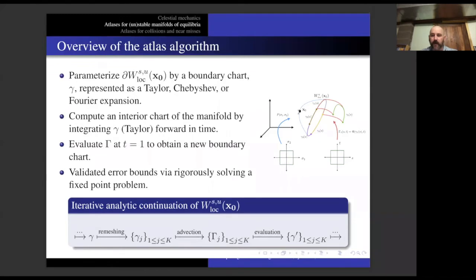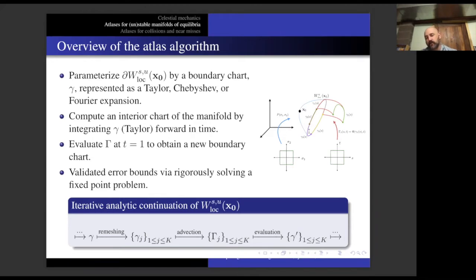We have X naught here. This initial piece out here, this kind of bowl here, would be like the stable or unstable manifold that we want to grow. We have this local computation that we get from the parameterization method. And then we have this sitting there as a d+1 dimensional Taylor expansion. So we can evaluate the boundary of that, which is now a d-dimensional Taylor expansion. So it's an explicit parameterization of the boundary.